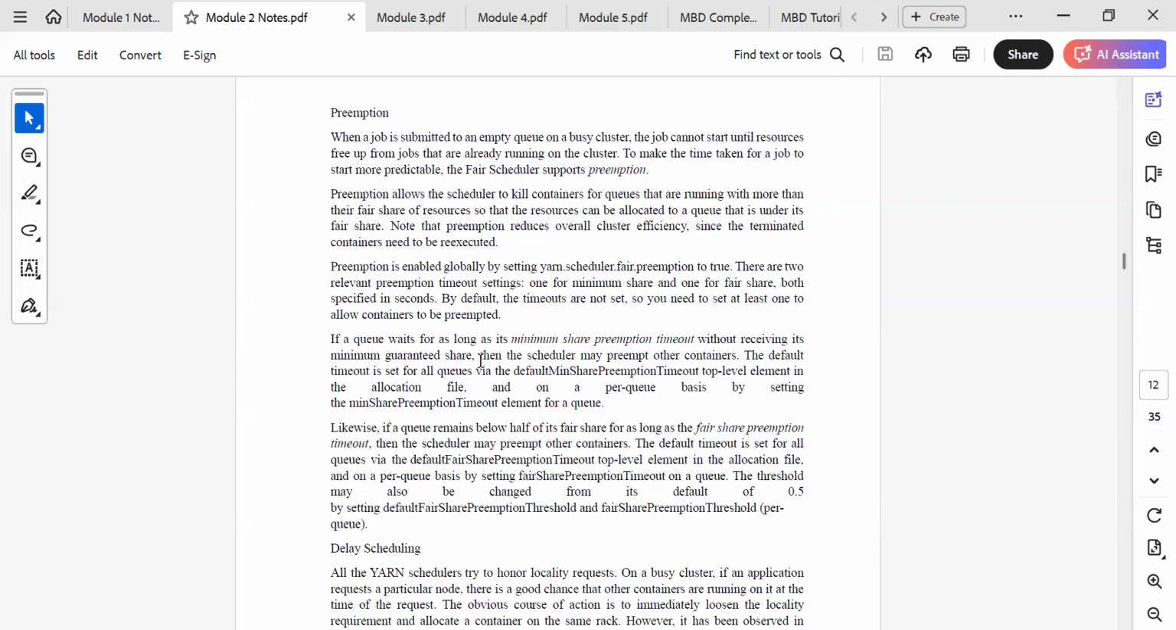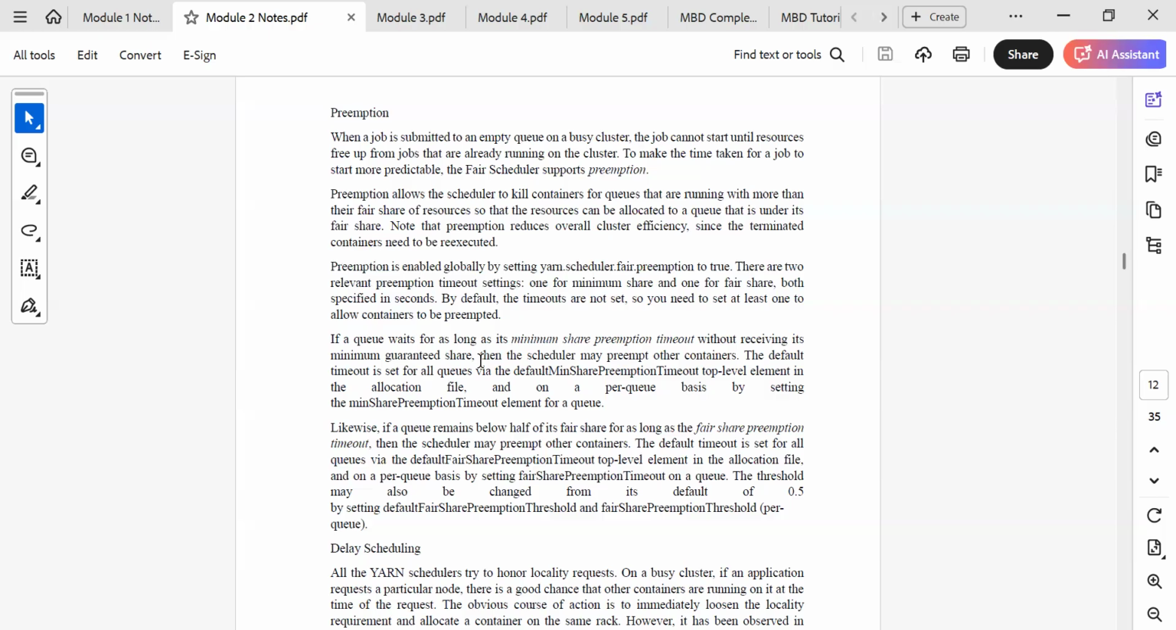To make the time taken for a job to start more predictable, the fair scheduler supports preemption. Preemption allows the scheduler to kill the containers for queues that are running with more than their fair share of resources, so that the resources can be allocated to a queue that is under its fair share. Note that preemption reduces overall cluster efficiency, since the terminated containers need to be re-executed.